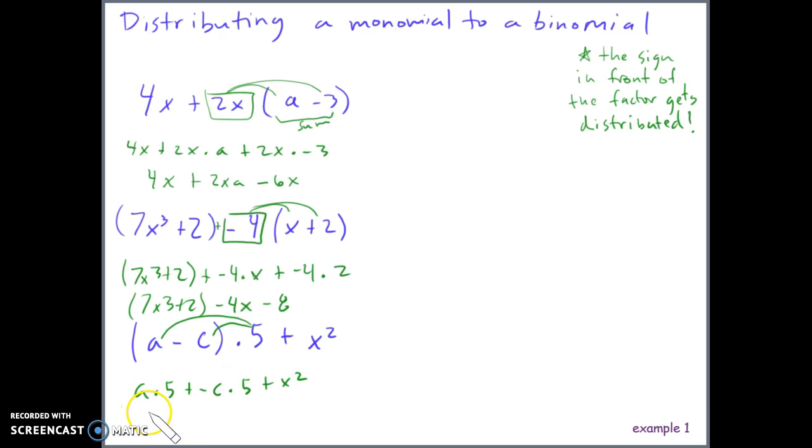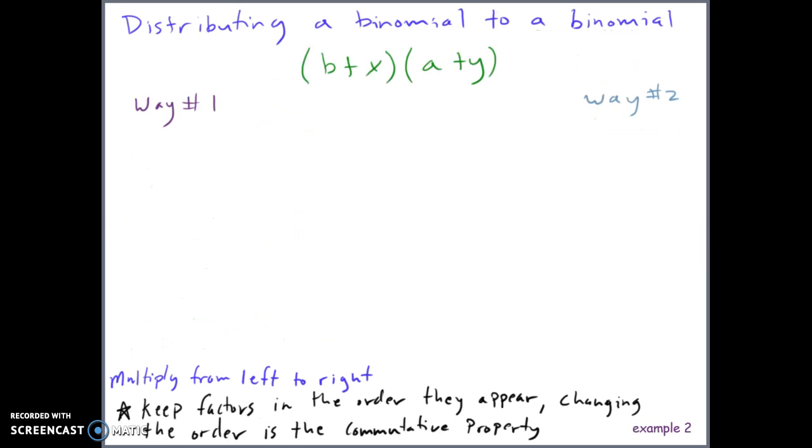And then we can simplify this to say, okay, let's commute these, 5a plus, and then let's commute these, negative 5c plus x squared. So that's simplifying when there's a monomial to a binomial. Now what happens when you have to distribute a binomial to a binomial? So two terms to two terms, right? So we've got two terms multiplied to two terms.